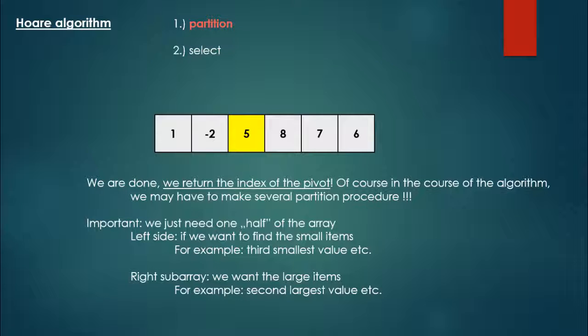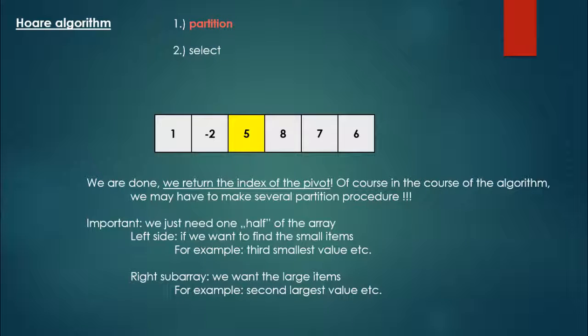It's very important that we just need one half of the array. That's what we have been discussing, that is very similar to quicksort. But instead of recursing into both of the subarrays, the left subarray and the right subarray, we just use the single one. If we are looking for the small items, for example the smallest one, the second smallest one, the third smallest one, then we are going to choose the left subarray. We are going to choose the right subarray if we want to find the large items, for example the largest, the second largest, the third largest, and so on.